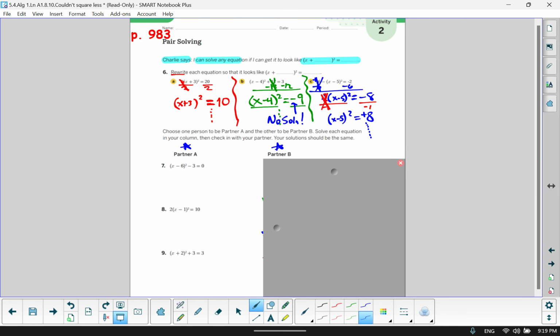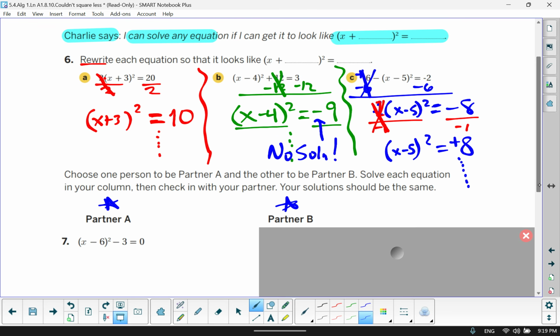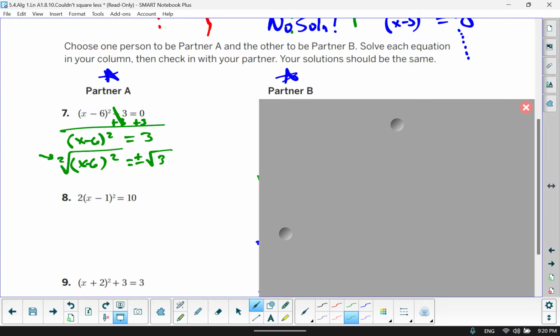All right, into number 7, where I think number 7 looks a little bit like part B, we have a +3 to get rid of. So I'm going to go ahead and eliminate that -3 with a +3. That leaves me with the square of x minus 6 equaling 3. And now that that square is all by itself, we can get rid of it. The inverse of a second power is a second root. Some people don't write that too, but I like to. And I'm going to take the square root of 3 over here. Oh, and we need the plus or minus, don't we?